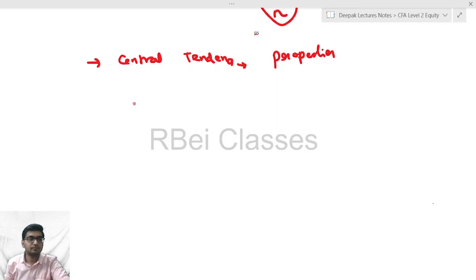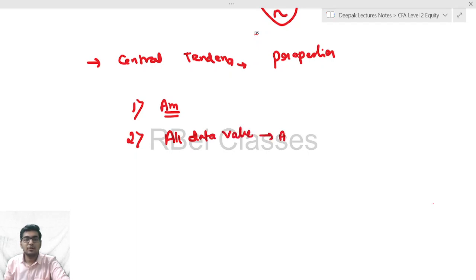Number one, all interval and ratio data sets have an arithmetic mean, that is AM. Write down the second point. All data values are considered and included in the arithmetic mean computation. All data values are considered while you are calculating the arithmetic mean.